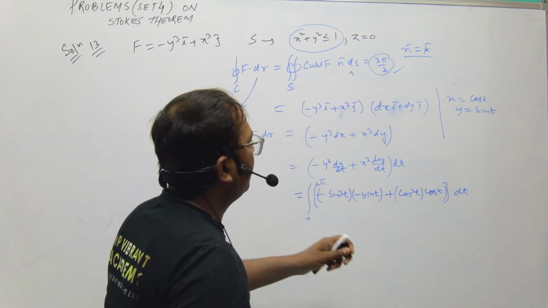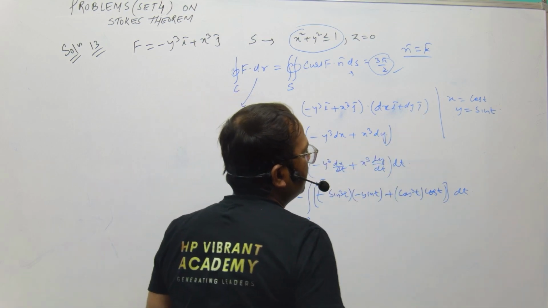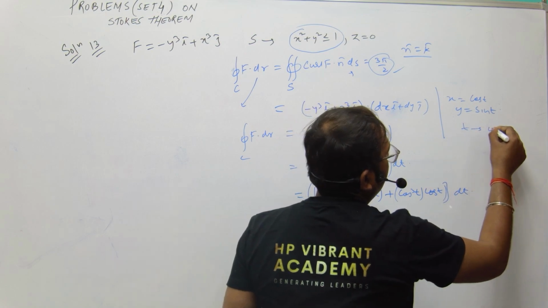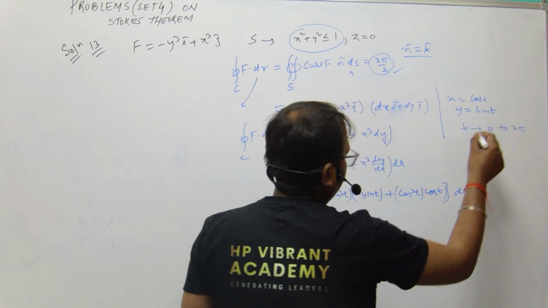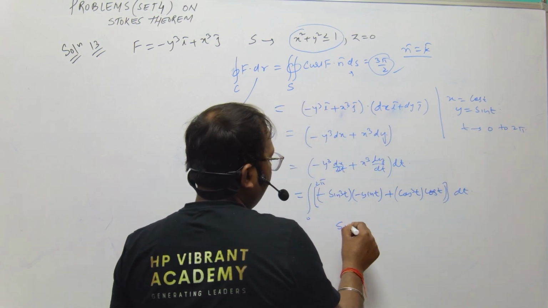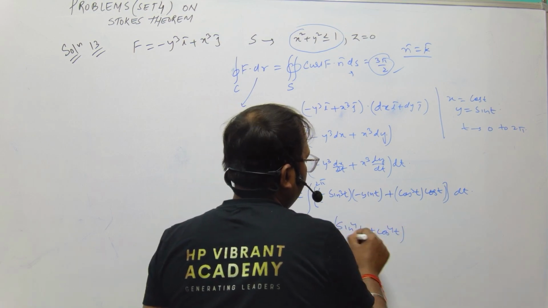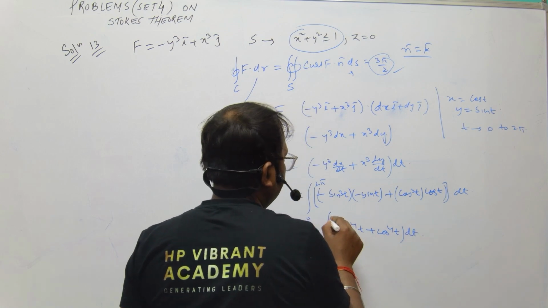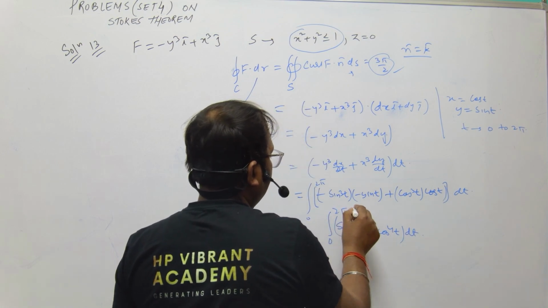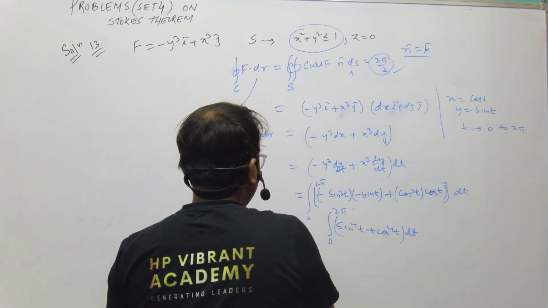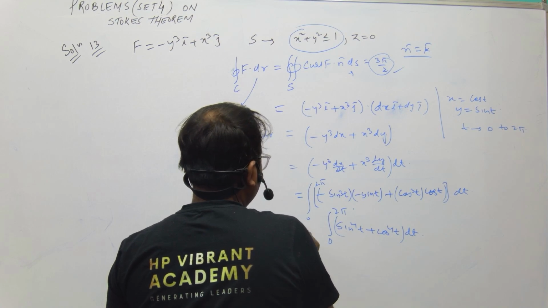Okay, so in terms of parametric form, x is equal to cos t, y is equal to sin t, and t varies from 0 to 2 pi. So this will be equal to the integral of sin^4 t plus cos^4 t dt, from 0 to 2 pi. This is the value of the line integral along the curve C.